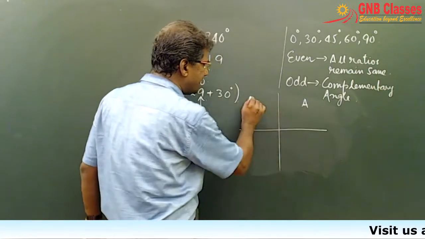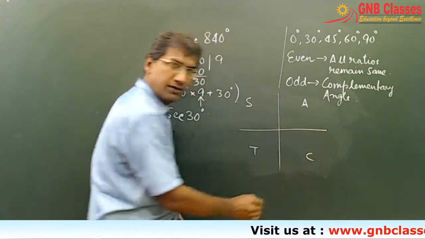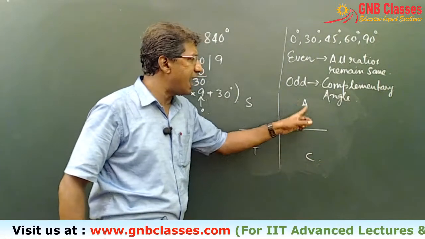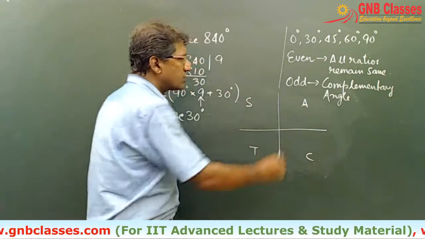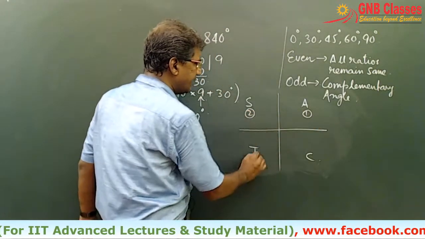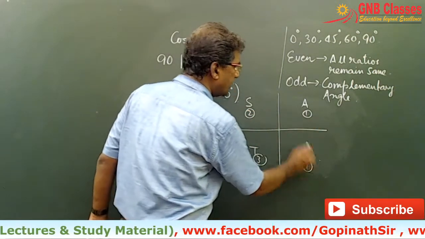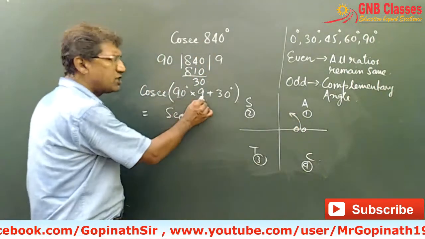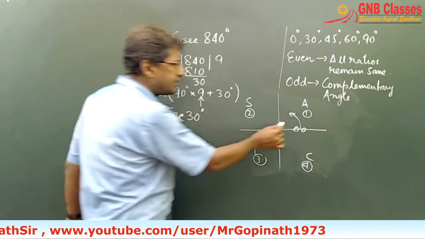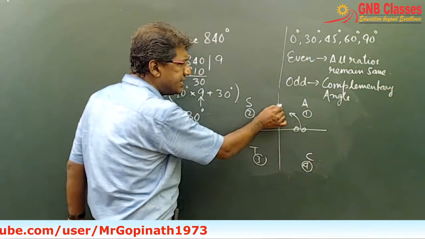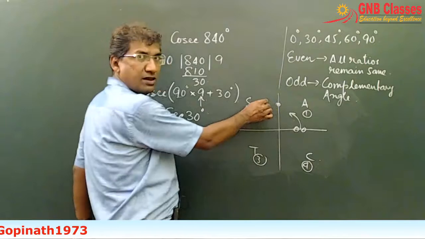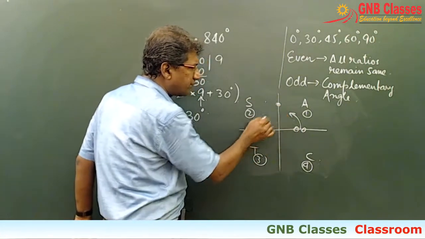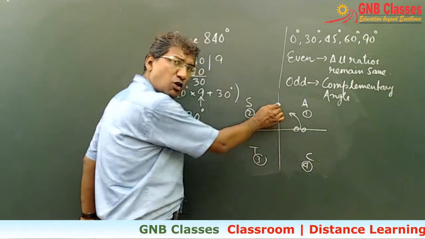Remember, in this way: add sugar to coffee. Is it clear? All positive, sine positive, tan positive, cos positive. Add sugar to coffee. So this is my first quadrant, second, third, and this is my fourth. Now you are starting from here, rotating in the anti-clockwise direction. How much will you move? 90 times 9. Starting from here, 90 times 1 comes here, then 2, 3, 4, 5, 6, 7, 8, 9. 9 is coming over here.